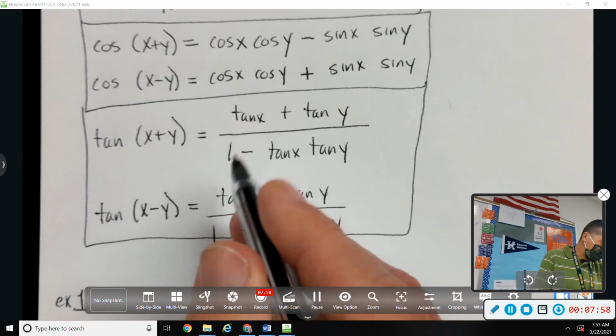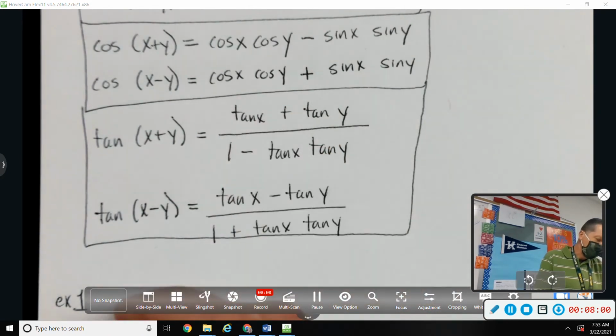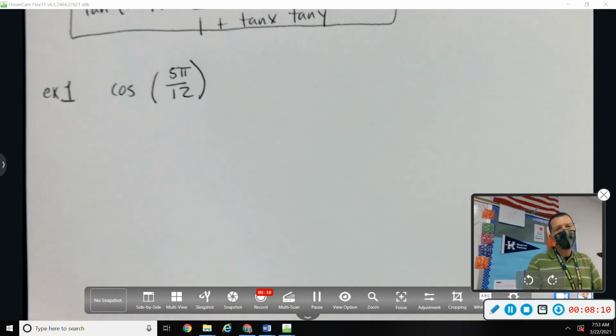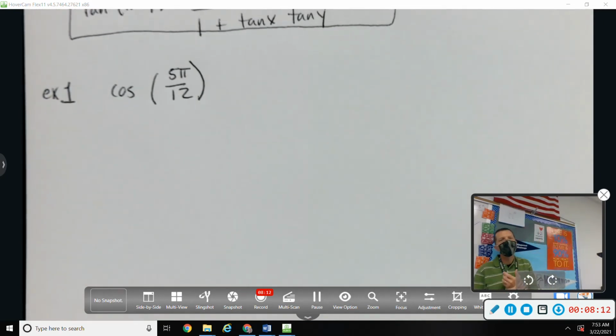The trick isn't so much the formulas, because you'll be given those. The trick is breaking down this original argument. So question 1, cosine of 5 pi over 12. That's not a unit circle value, right? The unit circle is all over 2 and 3 and 4 and 6. There's nothing over 12 on the unit circle.